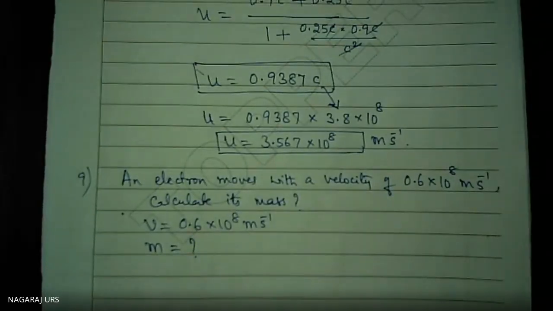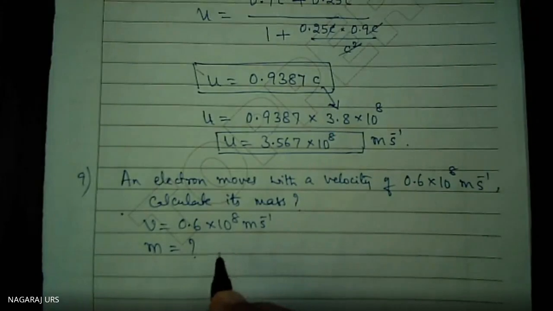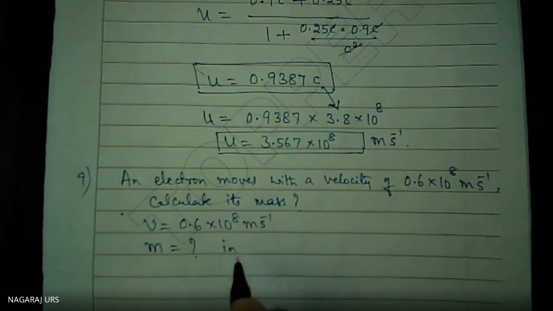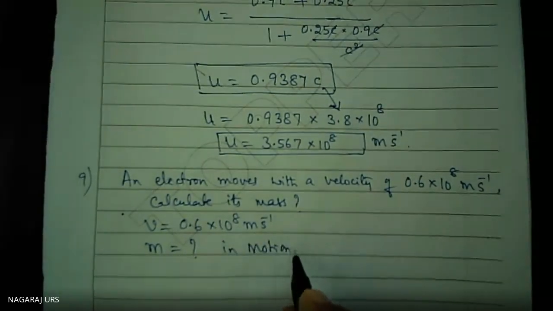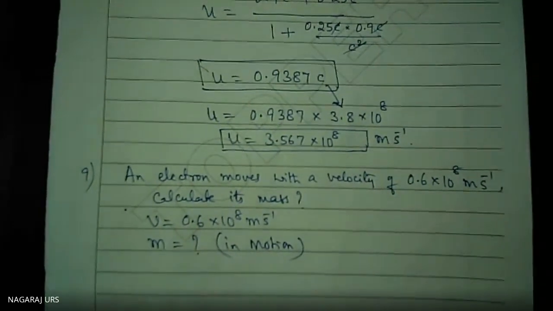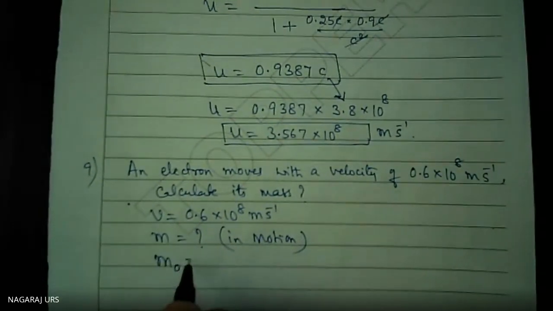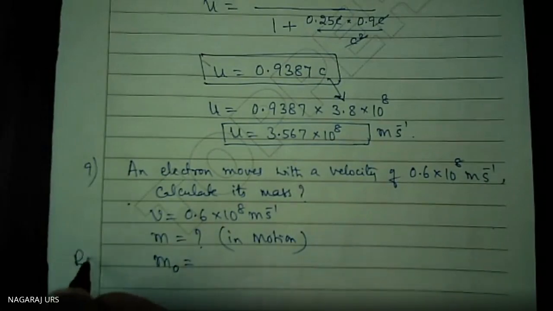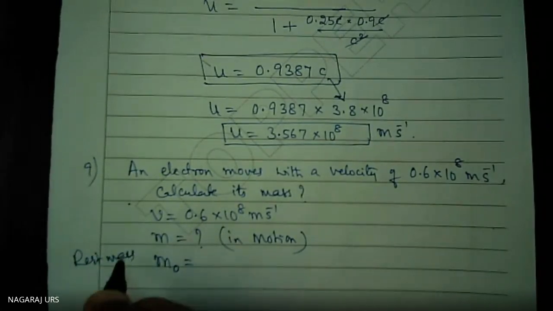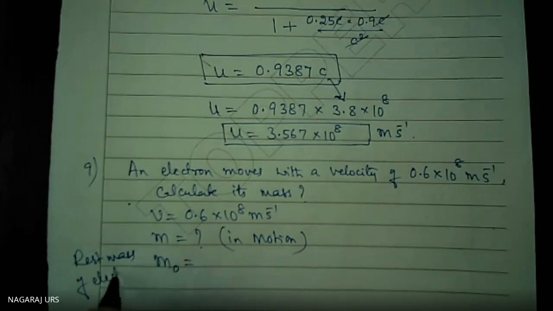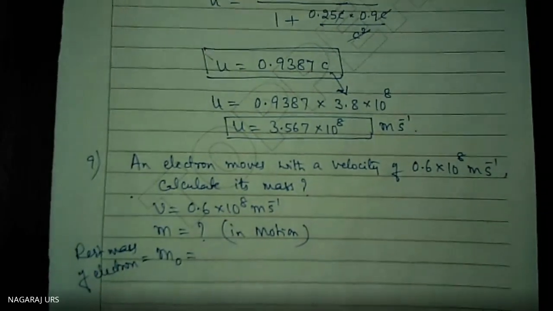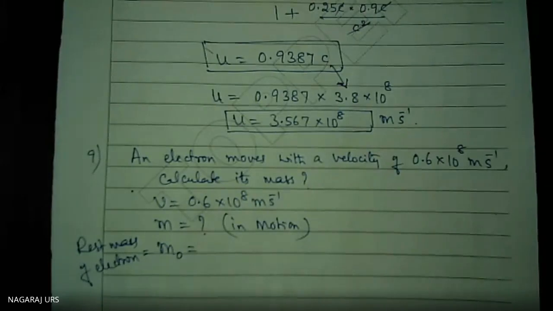What else is required? This is the mass of the electron while it is in motion. While it is moving, what is the mass? While it is at rest, this is the rest mass. Rest mass of electron means when it is at rest. What is the mass of the electron? You know about the rest mass of electron.